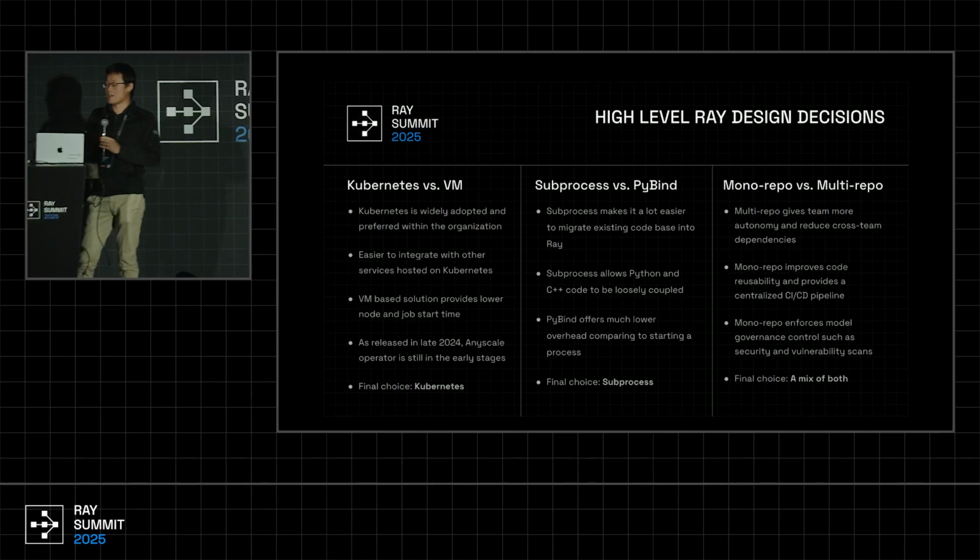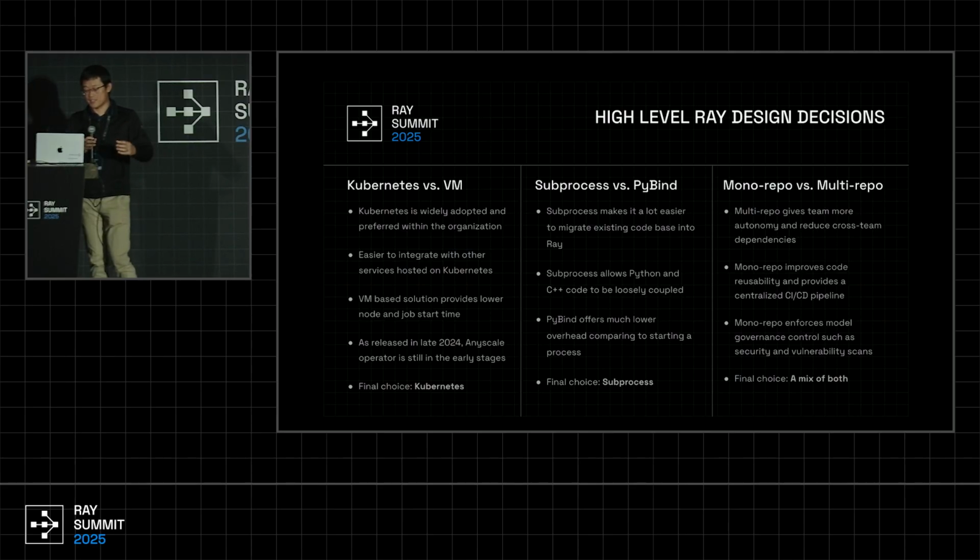The second choice is about running the C++ code. Typically, there are two solutions: one is the subprocess, one is the pipeline. We were debating between those. The obvious benefit of the subprocess is that it makes it a lot easier to migrate existing code. You don't have to convert it into Python code. You just wrap it up as an executable and run it behind a Python subprocess. It also allows the Python code and C++ code to be loosely coupled, so you can make changes on one side without heavily impacting the other side.